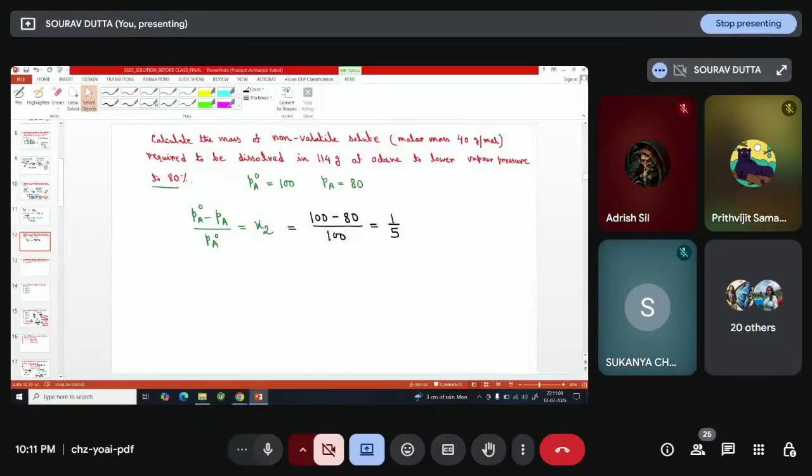So I can also write this XB equals x2. Since I have represented the solvent with A, let me call this B. This is basically the mole fraction of the solute, right? So the mole fraction of the solute is basically XB equals mole number of B divided by mole number of A plus mole number of B, that is the total mole number.